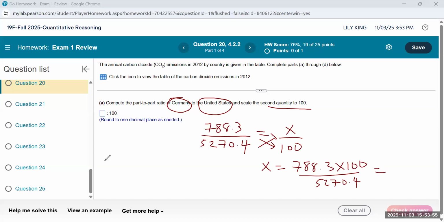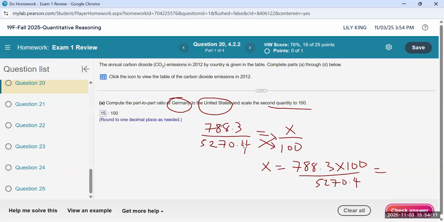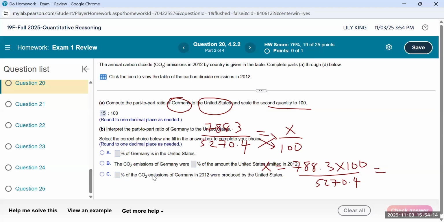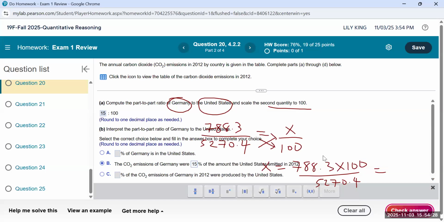And this is 1 decimal place, 14 point, so this is 15 because we have 14.957. So that will be 15 is to 100. So this is 15. So now to interpret this in context, which is the reason part, we are saying that the carbon dioxide emissions of Germany were 15% of the amount the United States emitted in 2012.